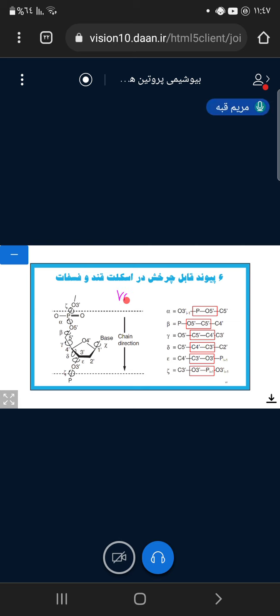In the backbone there are 6 rotatable bonds between phosphate and sugar. We are going to review them.